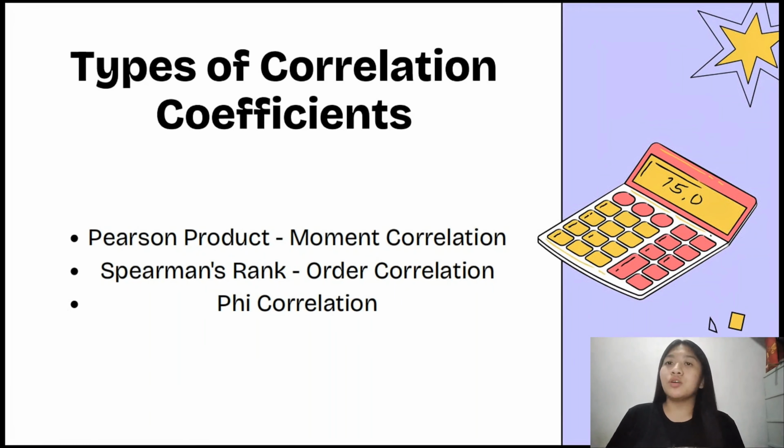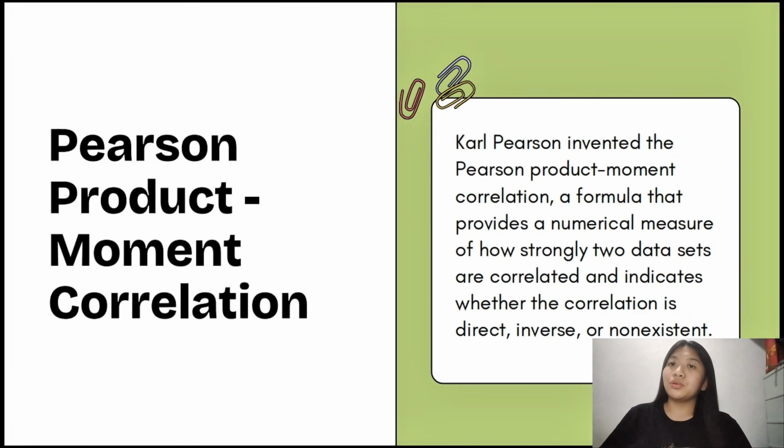We have three types of correlation coefficient. First, we have Pearson-Product moment correlation. Second, Spearman rank order correlation. And lastly, we have another correlation. So we will focus on this type, the Pearson-Product moment correlation only. Karl Pearson invented the Pearson-Product moment correlation, a formula that provides a numerical measure of how strongly two data sets are correlated and indicates whether the correlation is direct, inverse, or non-existent.